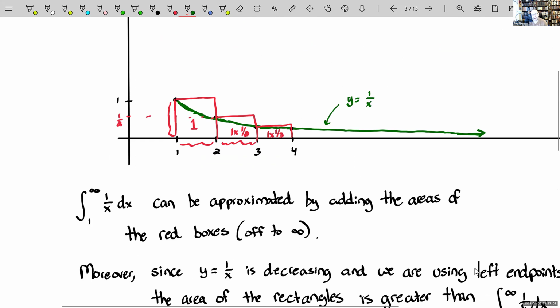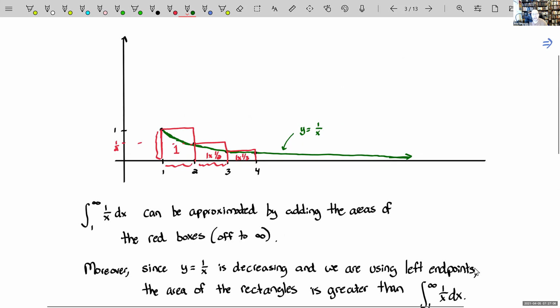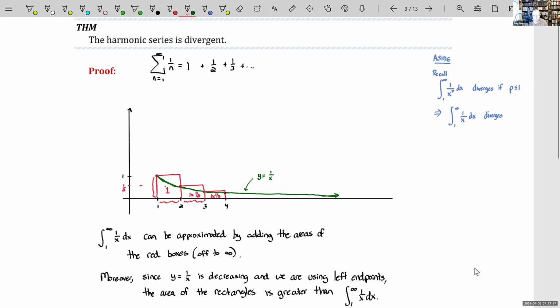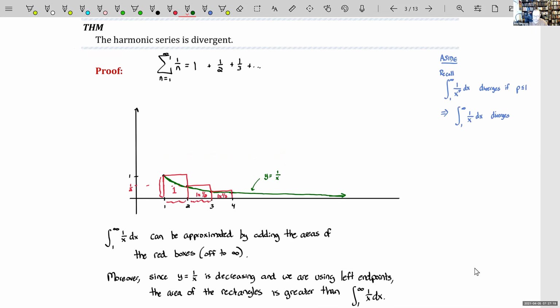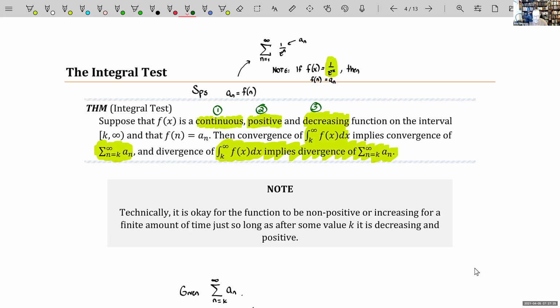The power on that x downstairs is less than or equal to 1. So the area underneath that curve diverges. And because that area underneath that curve is less than the area of those boxes, the area underneath those boxes also diverges. And that was our proof that the harmonic series itself is divergent. Very powerful statement there. And then we moved forward and we introduced ourselves to the integral test.